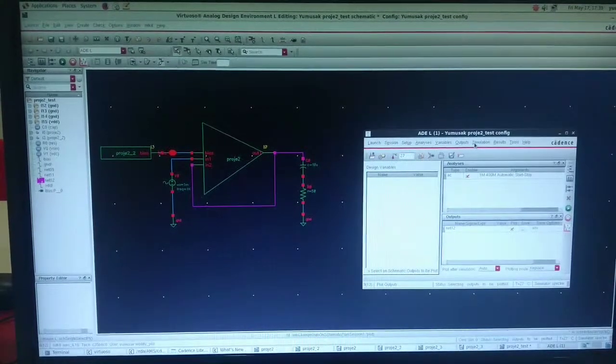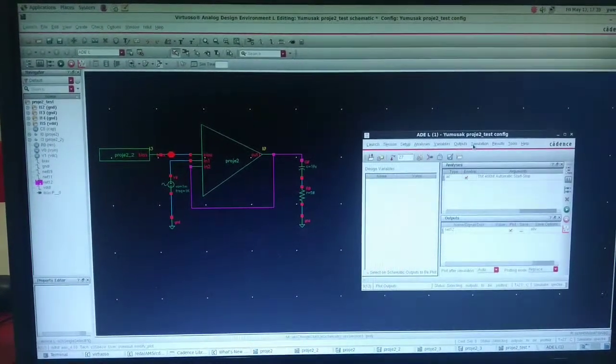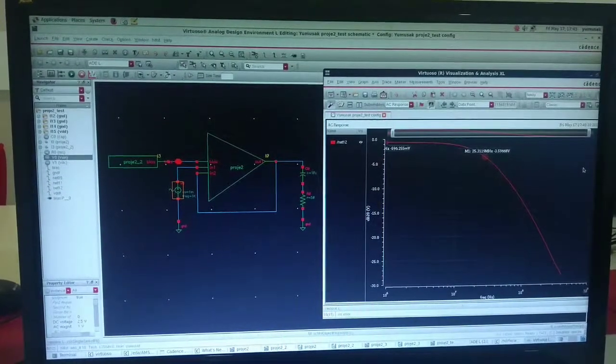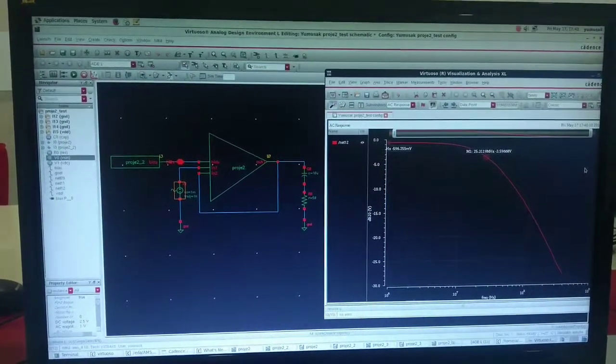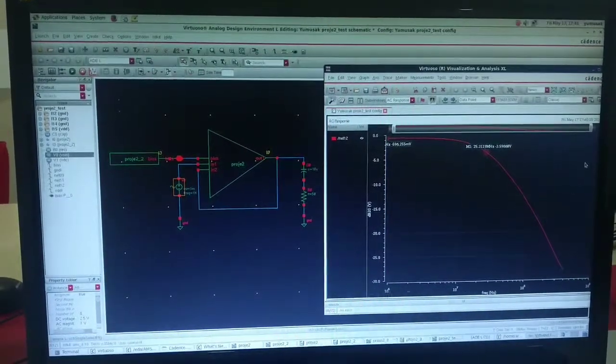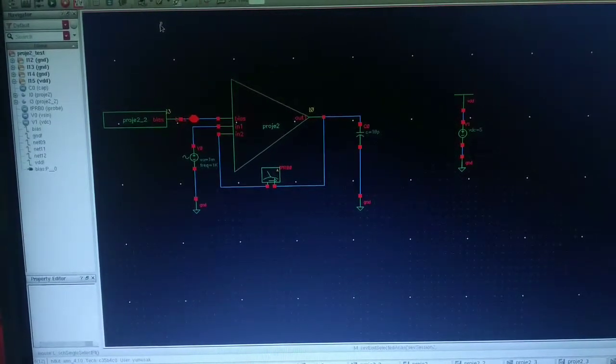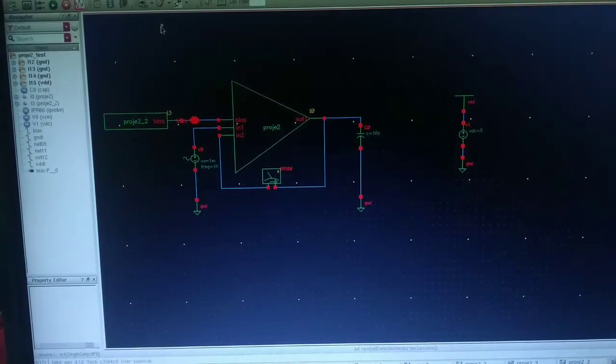Here we can see my test circuit for bandwidth. After we make a simulation, we can see the bandwidth of my circuit as follows. Our stability test and noise test circuit can be seen here.